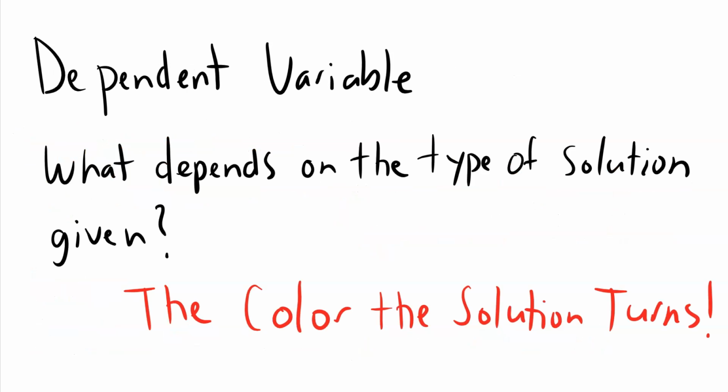Okay, so in this case, the dependent variable for this series of experiments, in other words, what depends on the type of solution that you give? Well, it's the color change. Remember, this is a colorimetric test, so we're testing to see how our experimental unknown solutions change in color. So the color tells us something about this particular mystery unknown solution.